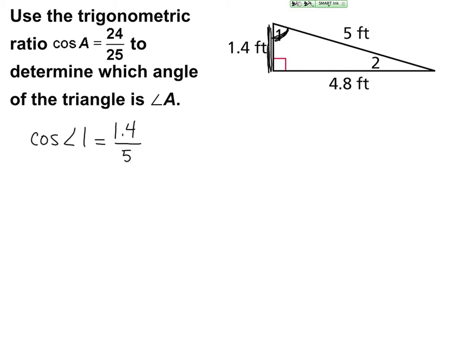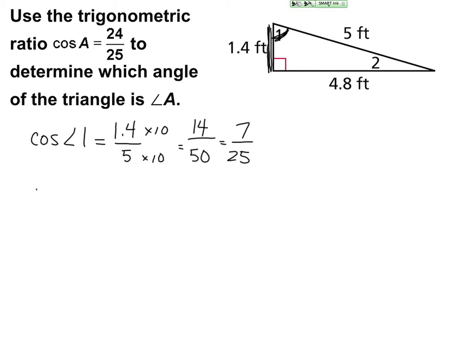So how do we get rid of the decimal? You can do two things, I think, that would be easy. Probably the easiest is multiply by 10 to move the decimal over. Multiply by 10 on the top and the bottom. That's not 1.4 anymore. Now it is 14 over 50. And that can reduce to 7/25. So that one did not match. So I'm guessing it's angle 2.